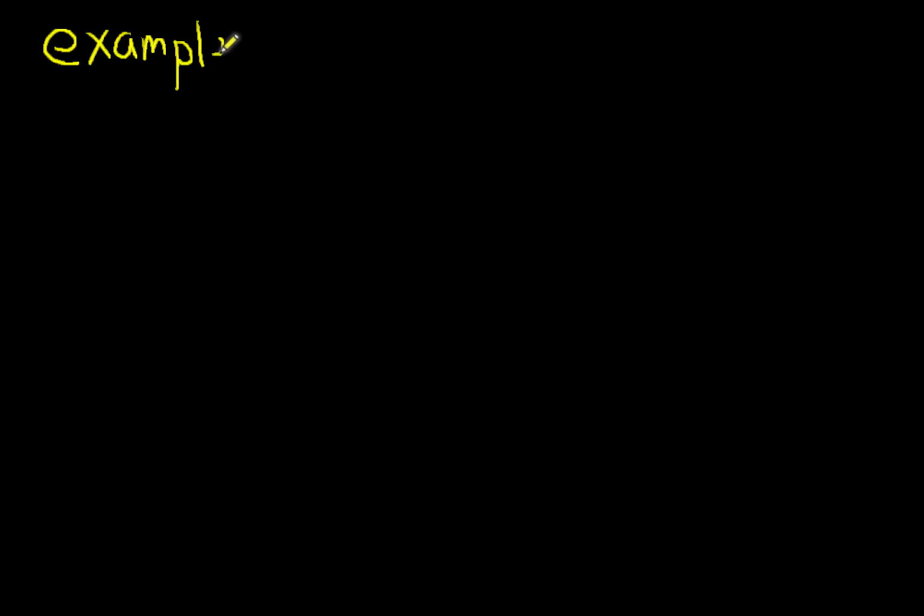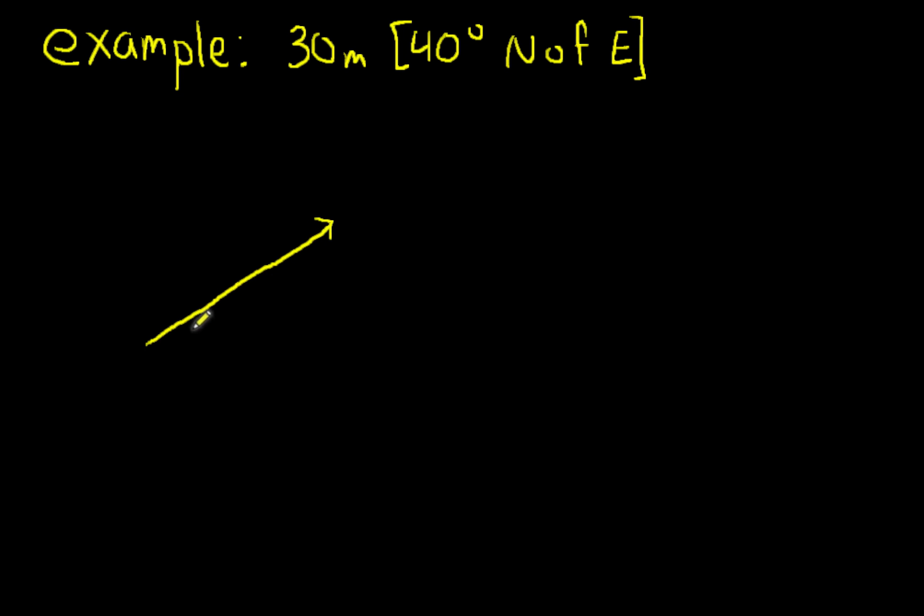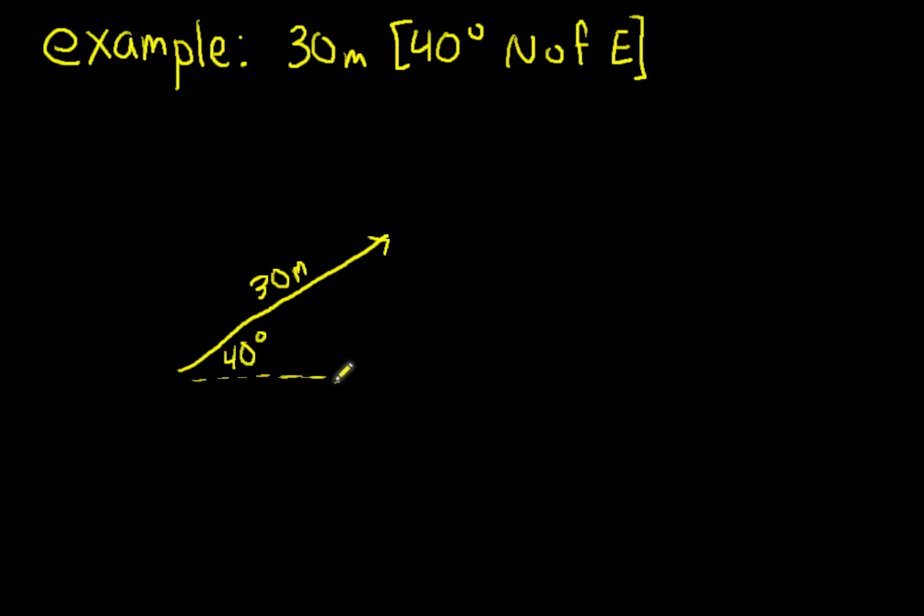We're going to start with an example because finding the vector components is often easier to see through examples. The vector we're going to look at is 30 meters at an angle of 40 degrees north of east. Drawn out, it looks like this. The x-component is horizontal, and the y-component is vertical, and we make sure that the x and the y are perpendicular to each other.